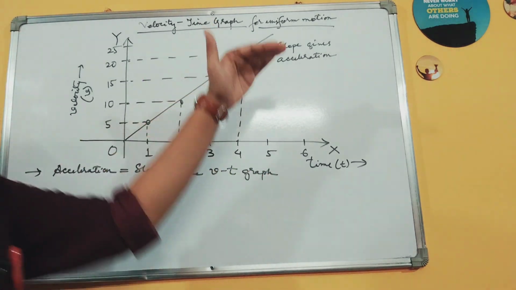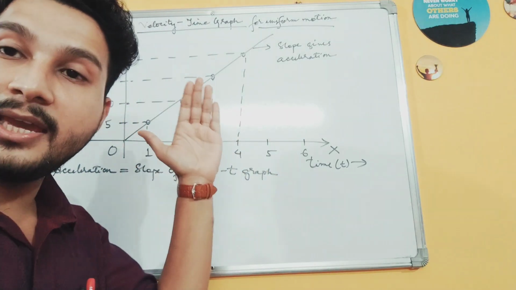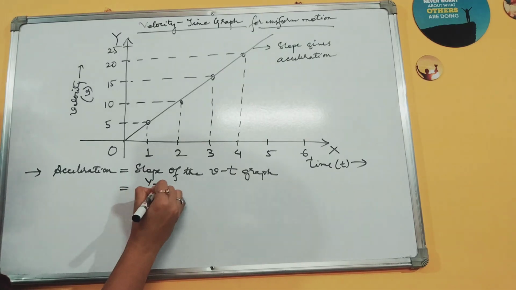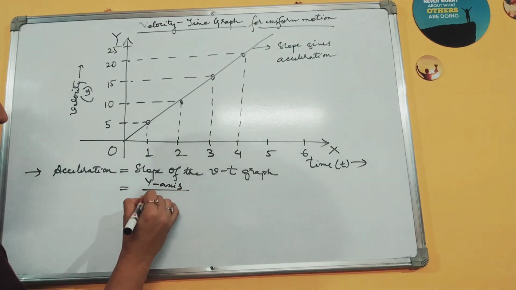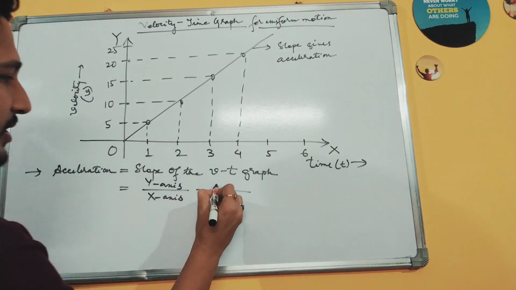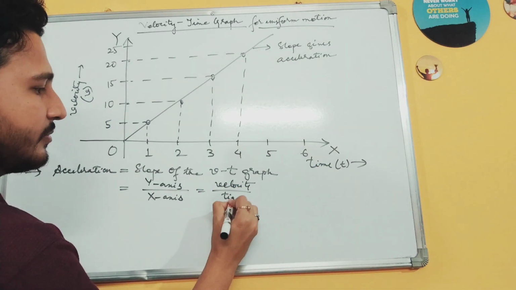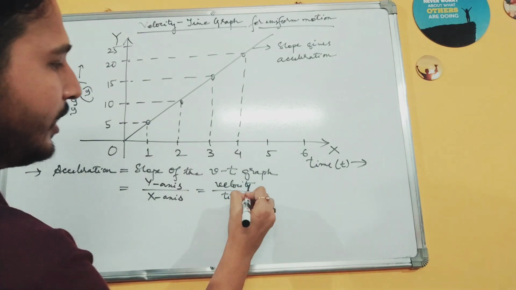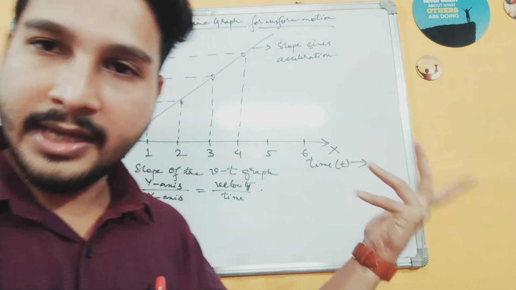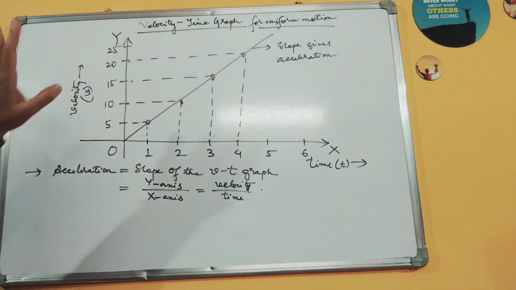And slope means what? Y-axis by x-axis will give you the slope. Y-axis क्या होता है? Y-axis का value by x-axis का value. What is that? That is what? Velocity. And that is what? Time. So it came to that definition that acceleration gives you velocity by time. Okay, that you can get from the uniform motion graph.